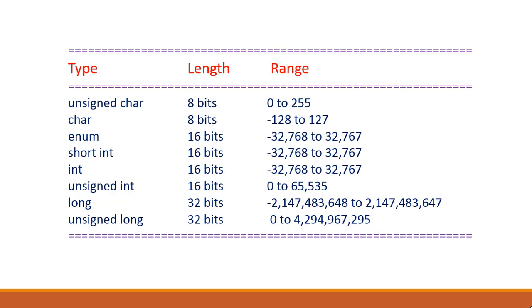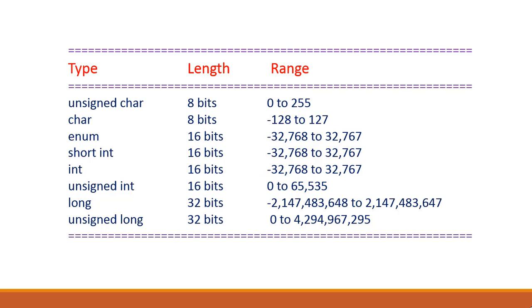Like that, long integer occupies 4 bytes of memory, with range minus 2,147,483,648 to 2,147,483,647. In case you don't want negative values in long integer, we go for unsigned long integer. It also takes 4 bytes of memory, but the range changes because the negative part comes to the positive side. It will be 0 to 4,294,967,295. The range is very high, a very huge range.